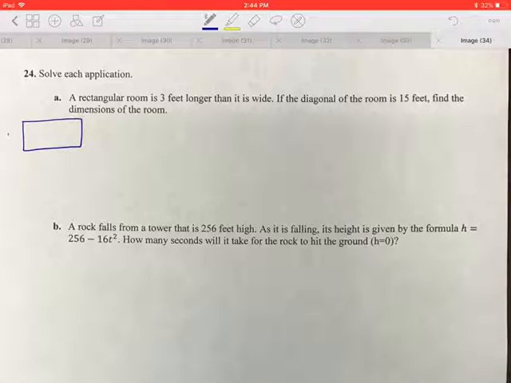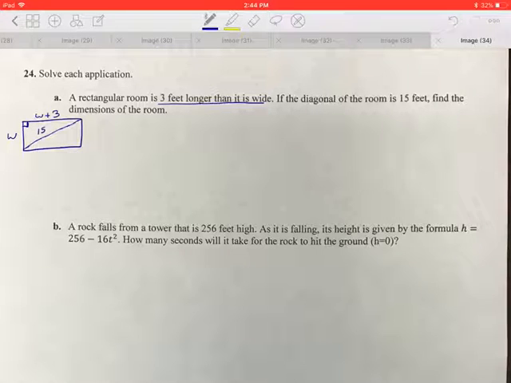All right, so we've got the width here, and we know that the length is 3 feet longer than the width. So we could think of this as W plus 3. Now a rectangle is supposed to have a 90-degree angle, maybe not when I draw it. And then we have our diagonal coming across the middle, and we're told that this is 15.